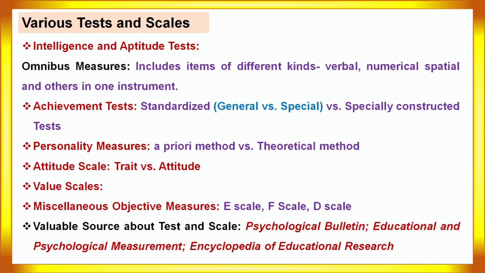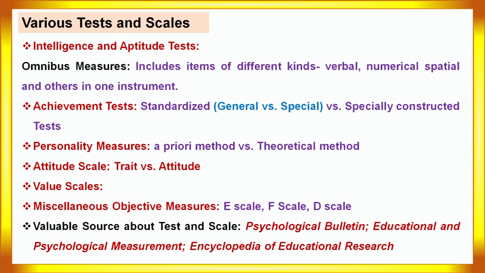Then there is another group of measures known as the attitude scale. The attitude scale is the best-known measure among all the psychological constructs. Why it is so, we will come to that. There is another group of measures known as value scales. Apart from the value scale, other miscellaneous objective measures are also possible.